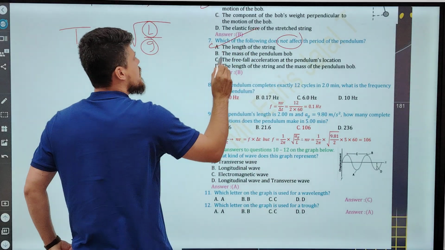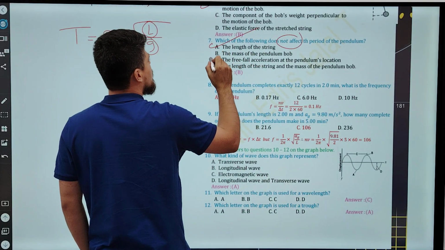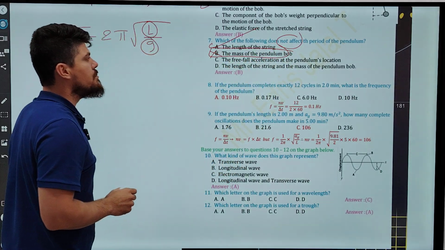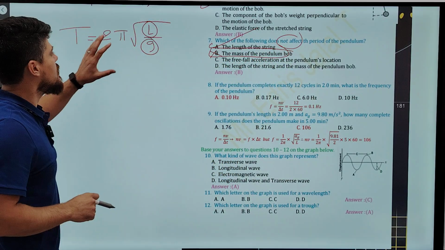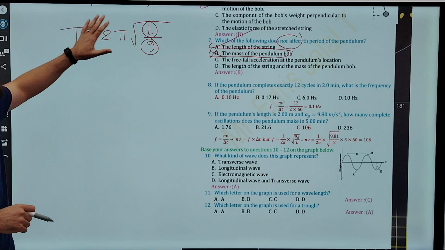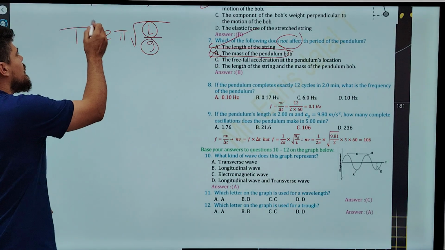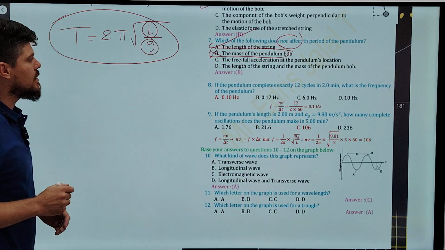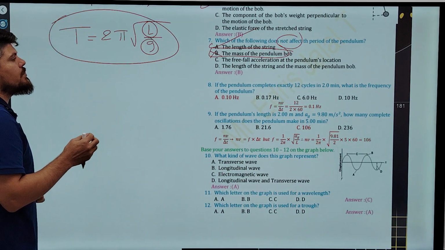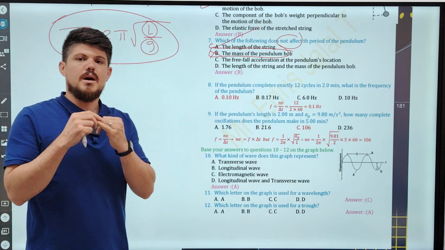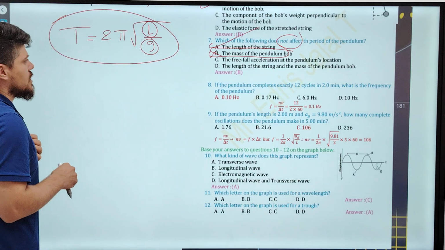Yes, of course. Does the mass of the pendulum ball affect it? No, it does not affect it. Which one is correct? B is correct. Which of the following does not affect the period in a simple pendulum? The mass of the pendulum. Why? Because we don't have mass in this equation. The period in a simple pendulum depends on two factors: the length of the pendulum and the free fall acceleration.